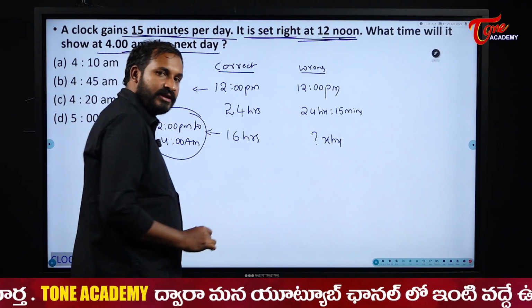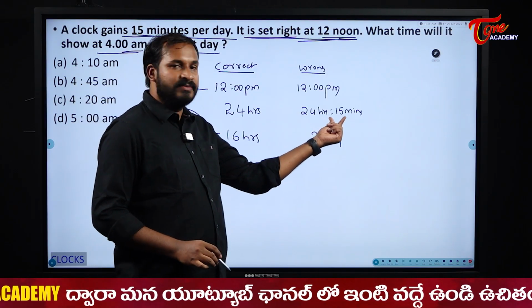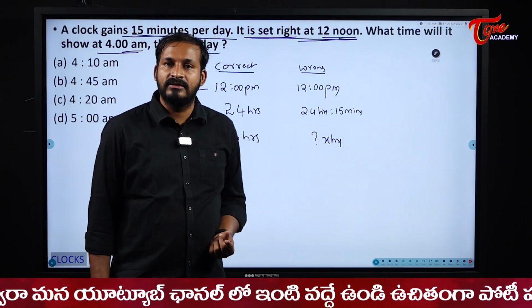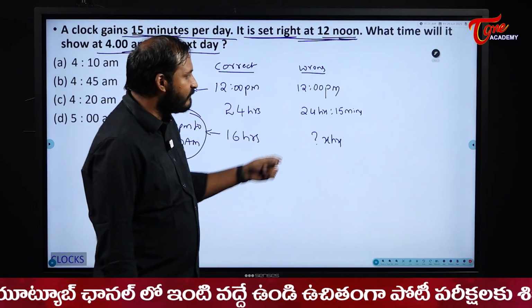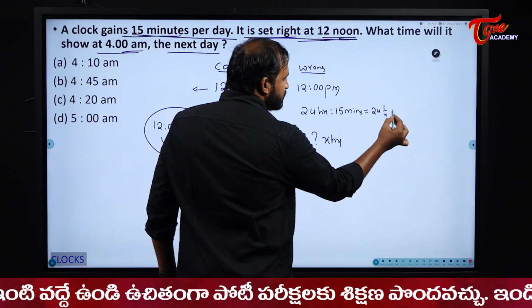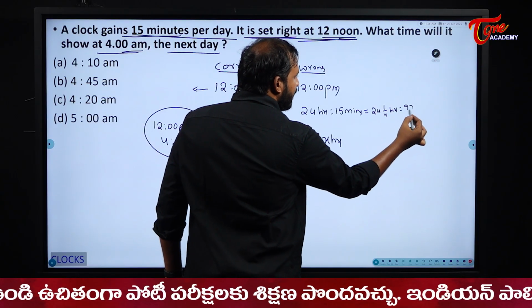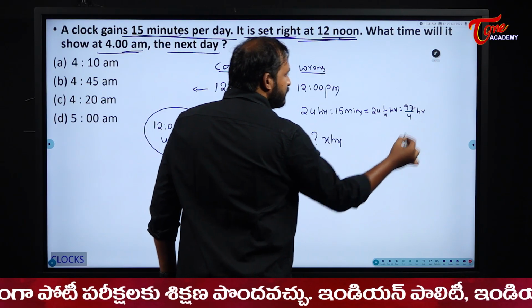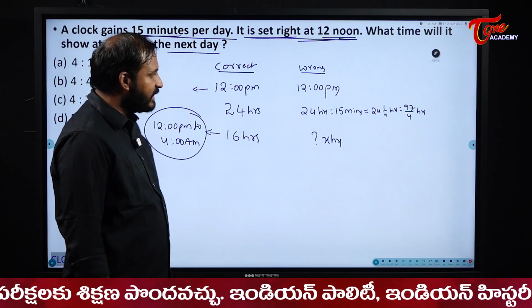And before solving the problem, students, please convert these minutes into hours. 15 minutes means what? 1 by 4 hour. So 24 1 by 4 means what? I can write this as 24 1 by 4 hours. So this will become what? 97 by 4 hours. Am I correct? Yes, 97 by 4 hours.